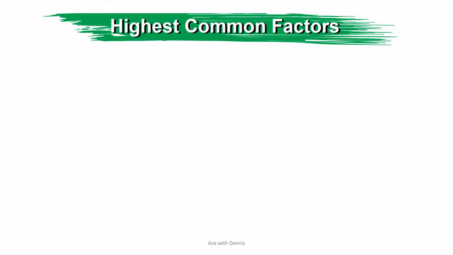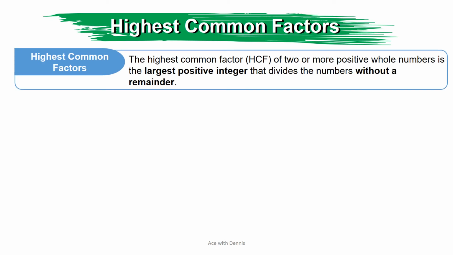Highest common factors. The highest common factor, or HCF, of 2 or more positive whole numbers is the largest positive integer that divides the numbers without a remainder. For example, factors of 18 are 1, 2, 3, 6, 9, and 18. Factors of 24 are 1, 2, 3, 4, 6, 8, 12, and 24.